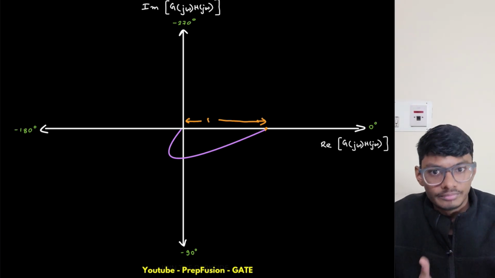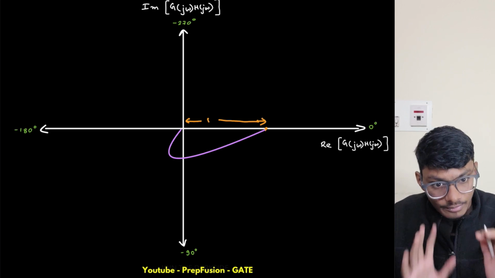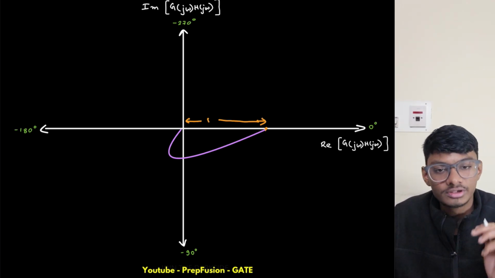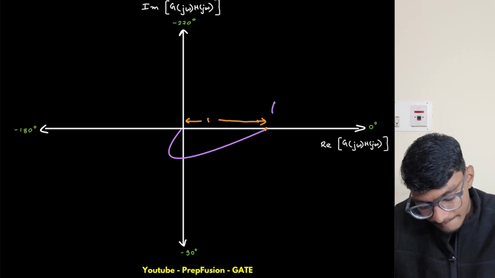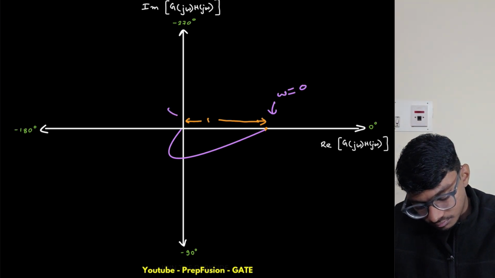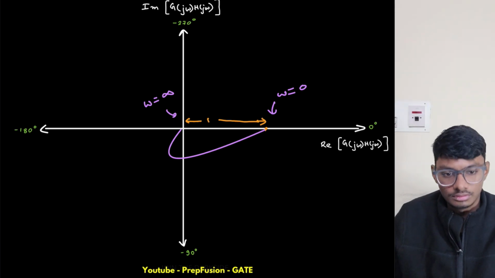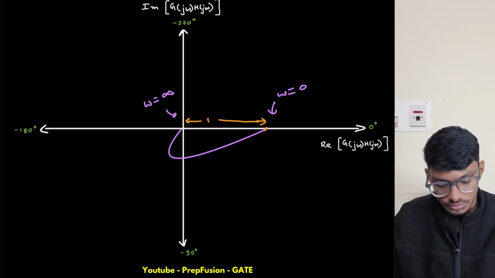Okay, so my plot will look something like this. Obviously if you plot it in the computer or in MATLAB, it will not be exactly like this, right? But this is a good approximation basically, and that is all we need. A few critical points we need, that we'll understand when we solve the question. So this is omega equals 0, and this is omega equals infinity, right?